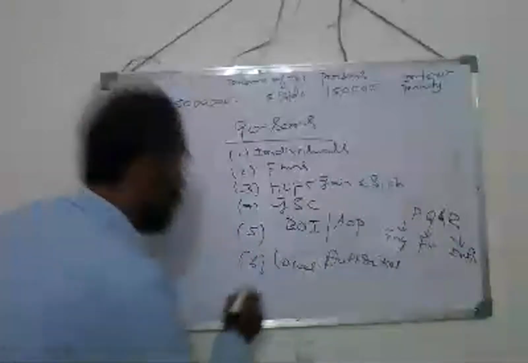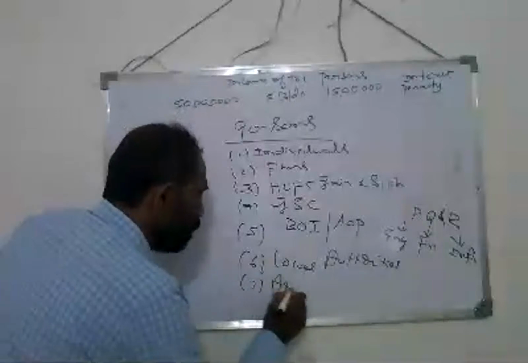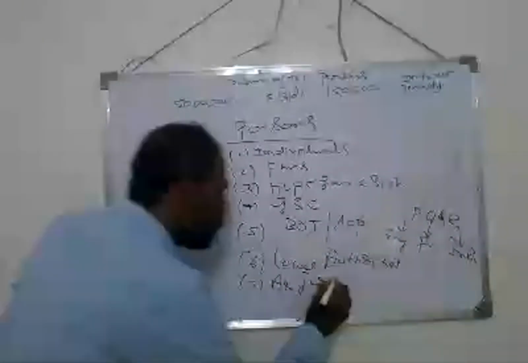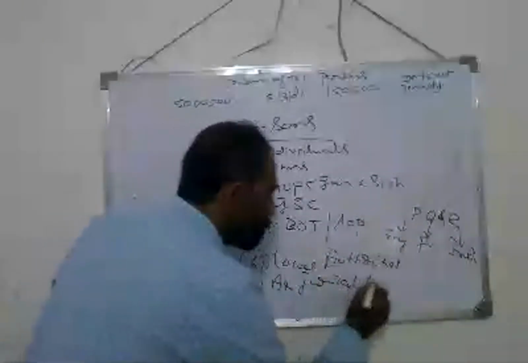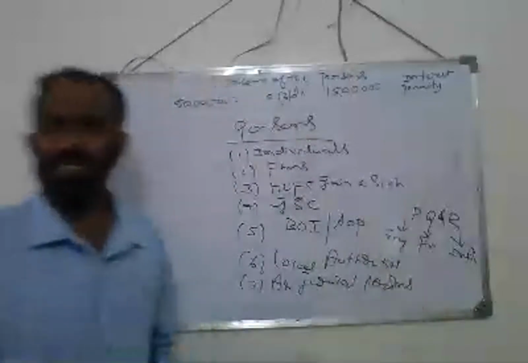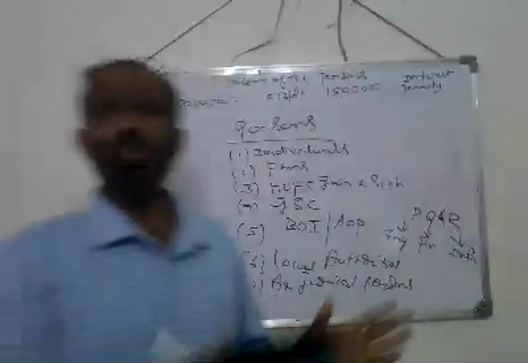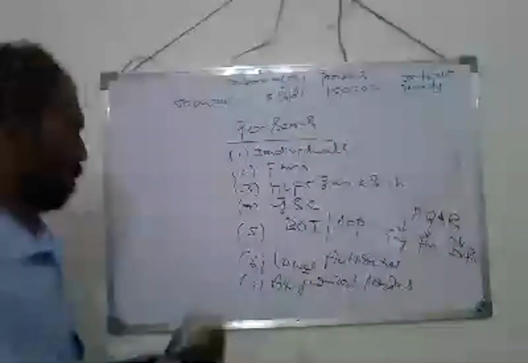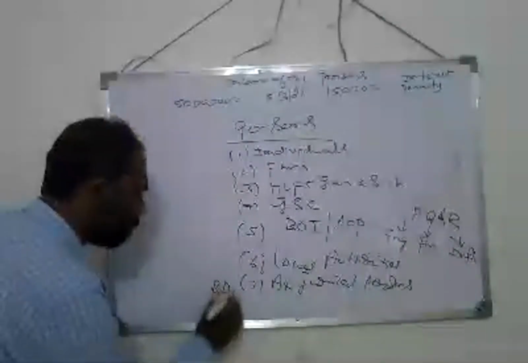Then it can be artificial juridical persons. Juridical persons. What are these? You have, for example, Bangalore Development Authority, BDA. They make sites and sell them.